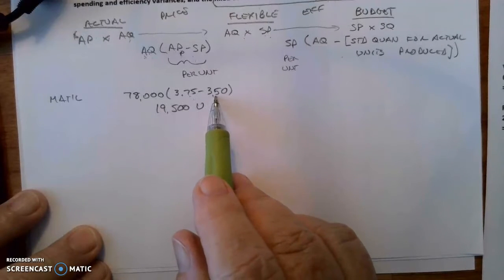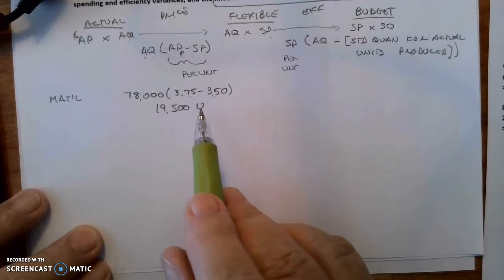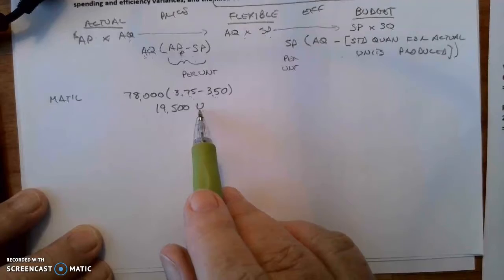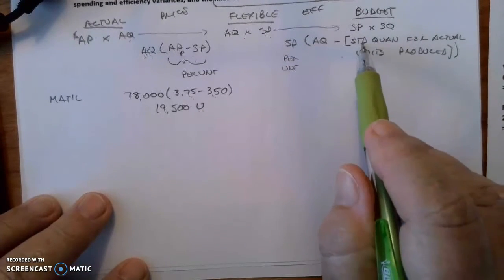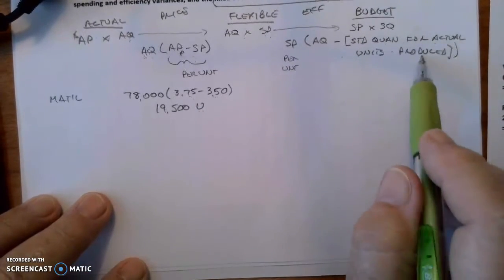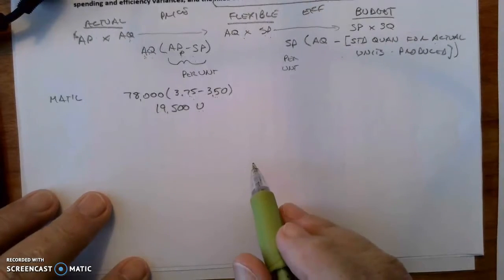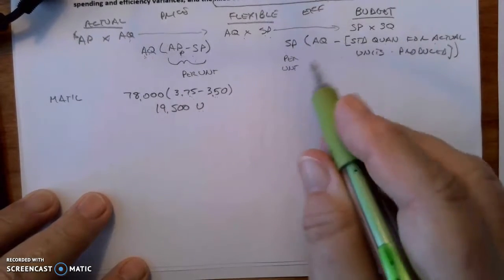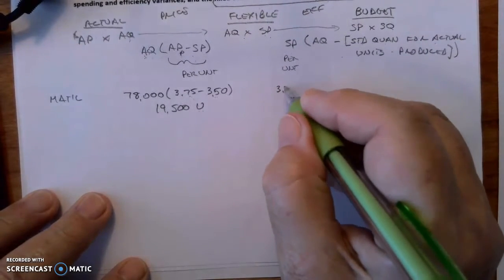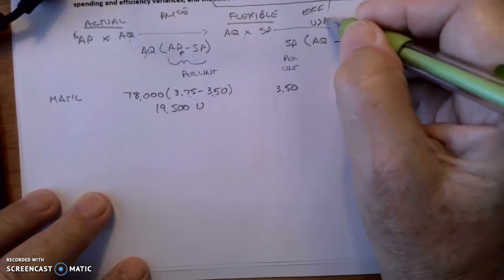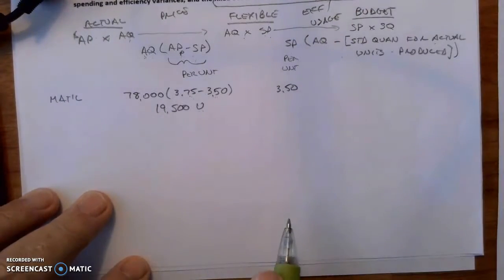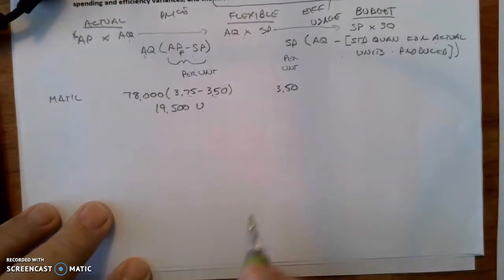And remember, you're just going to look at these two numbers. We expected to buy it for less. We bought it for $375. Therefore, it's unfavorable. Okay. Now, this one is another story because of the standard quantity for actual units produced. So my formula again is standard price. My standard price was $350.